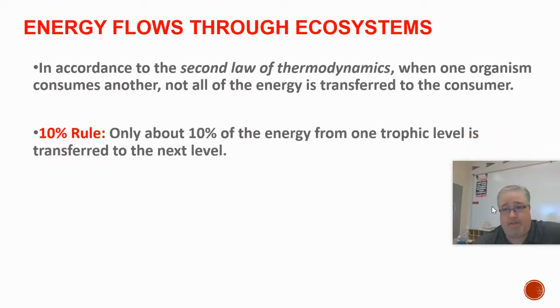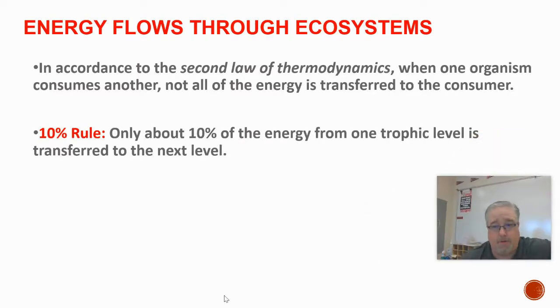Energy flow. As we go from, let's say, the producer to the consumer, to the secondary consumer, etc., energy is flowing through the food chain. So we have a rule here. It's called the 10% rule. It says that only about 10% of the energy from one trophic level is transferred to the next. That means that 90% of the energy from one trophic level is lost. It's usually lost as heat or something, but only 10% of it gets transferred over.